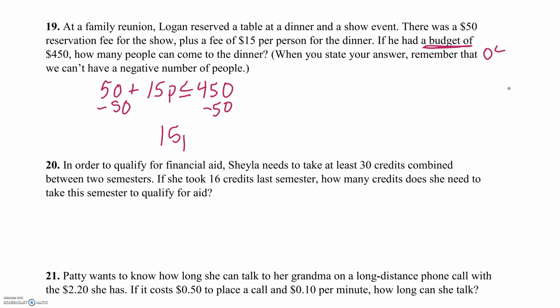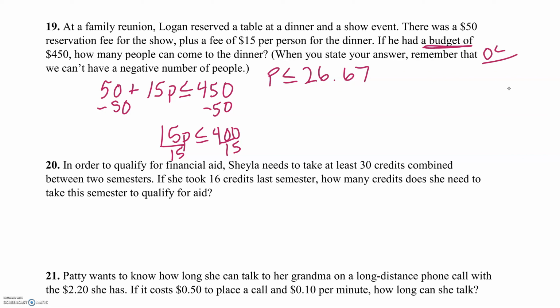15P is less than or equal to 400. And we divide both sides by positive 15. And P is less than or equal to, this is interesting because we get a decimal number. But we're talking about people, and people don't like being compared to 2/3 or a decimal amount. And so I'm going to do a couple different ways that you can write this answer.